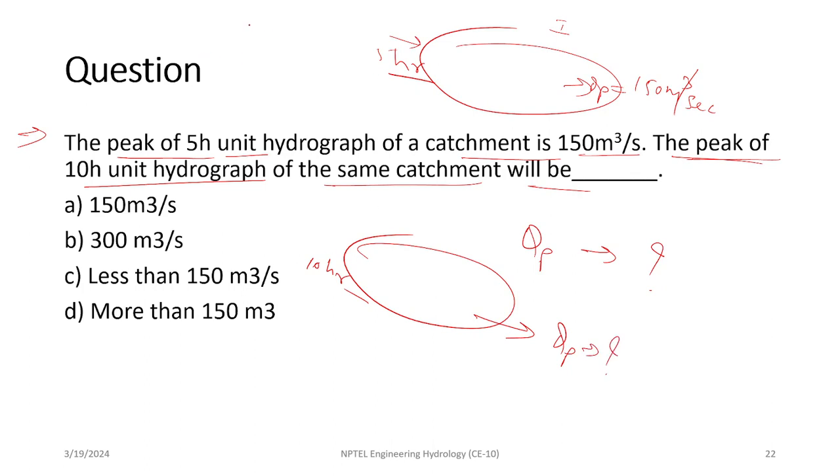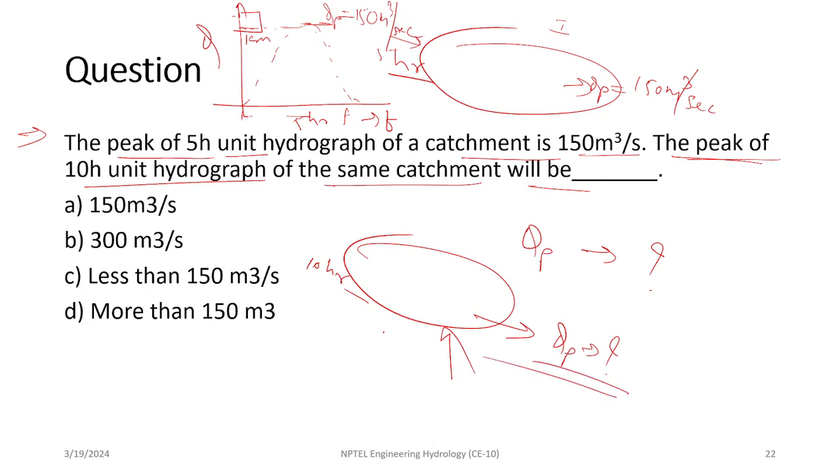So you can plot this hydrograph. It is saying 5-hour duration, so 5 hour will be like this. And one more thing will be there, that this will be 1 centimeter of excess rainfall. From this you should have an idea that this is a peak value. So QP is 150 meter cube per second. Now tell me how we can approach QP. We have to find out for 10 hour.